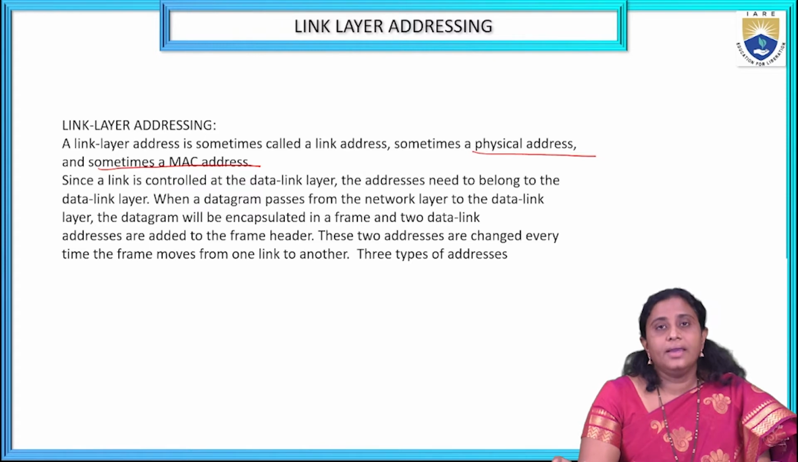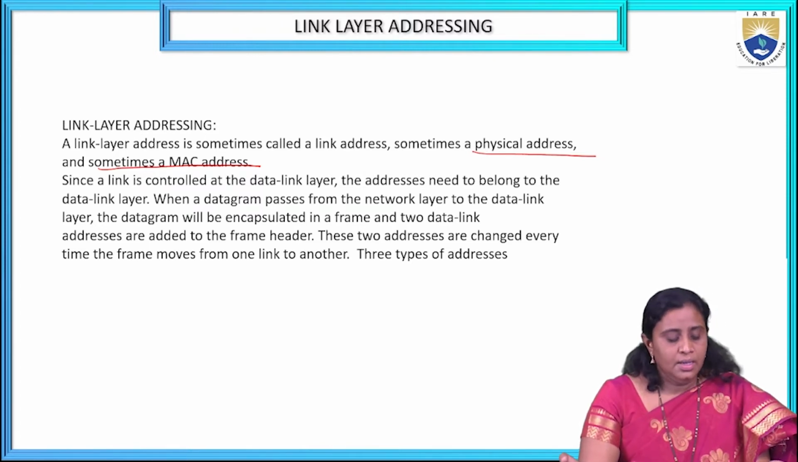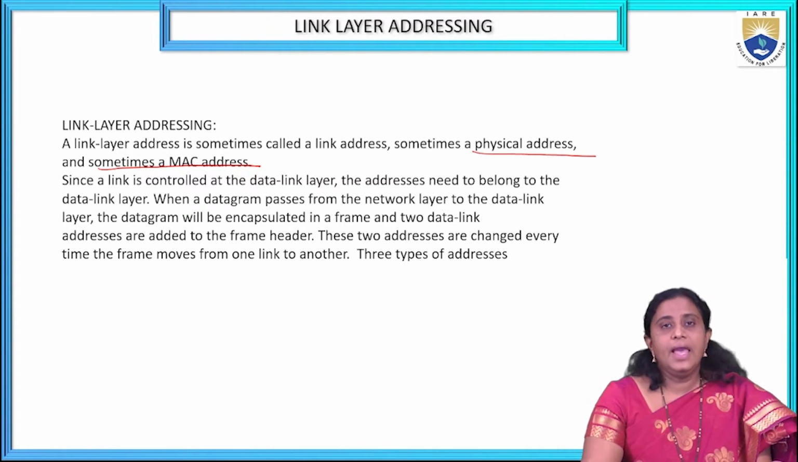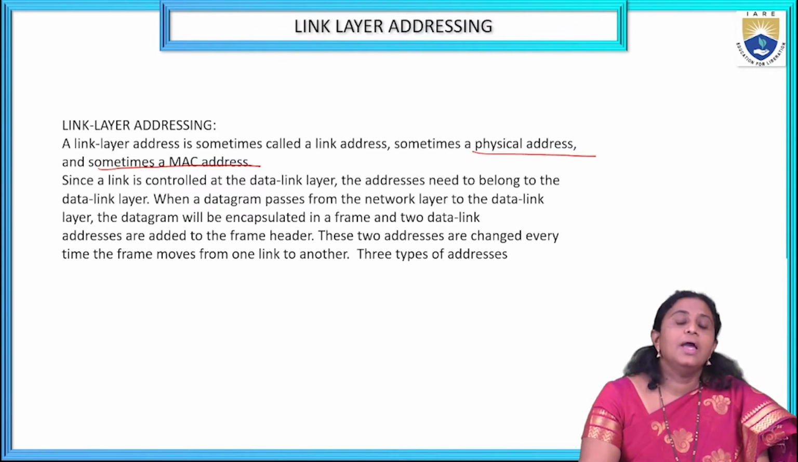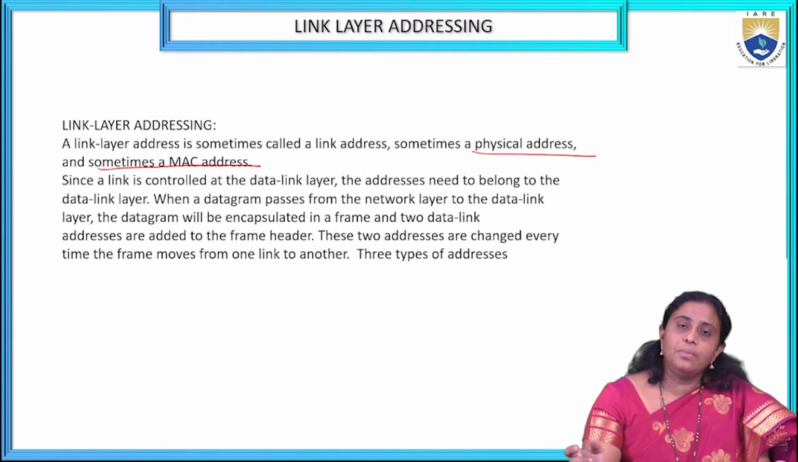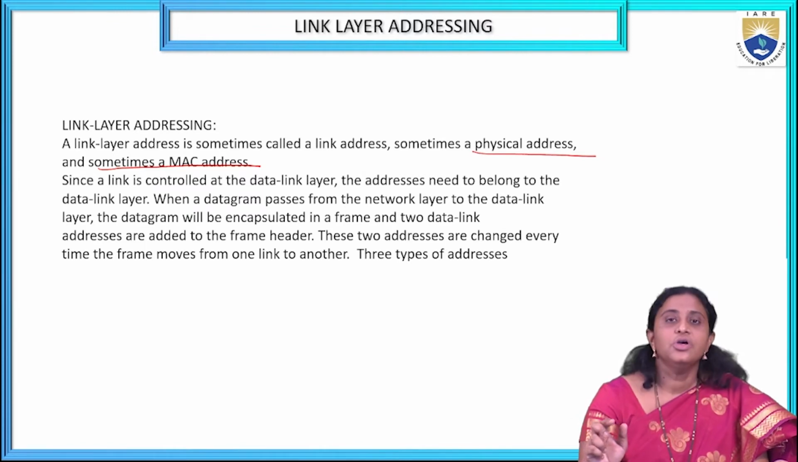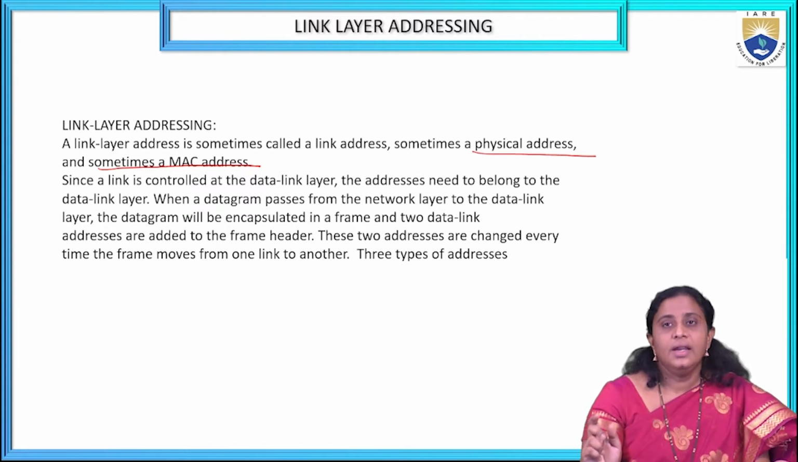So when a data packet or a datagram needs to pass from one network layer to the data link layer, the datagram will be encapsulated in a frame and two data link addresses are added to the frame header. The frame header consists of one IP address. Each and every data packet, or data unit, or datagram, consists of one IP address followed by a number to reach its successive destination.